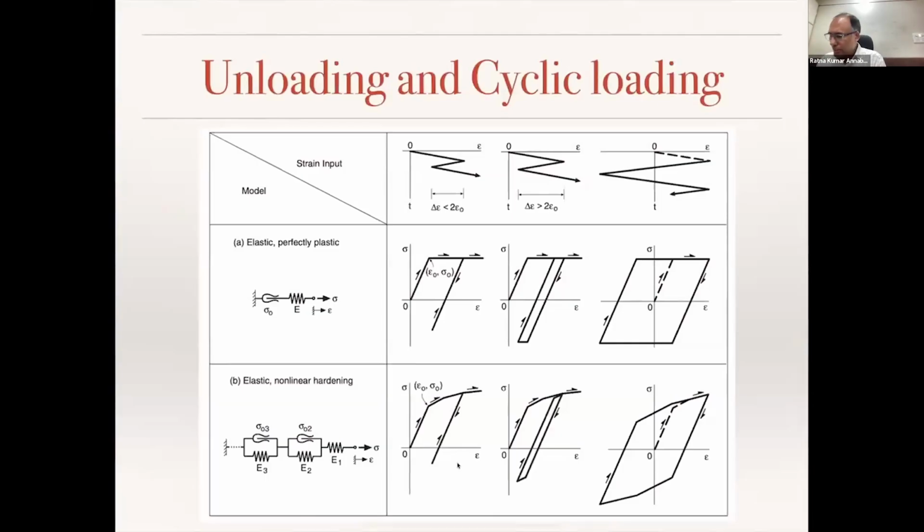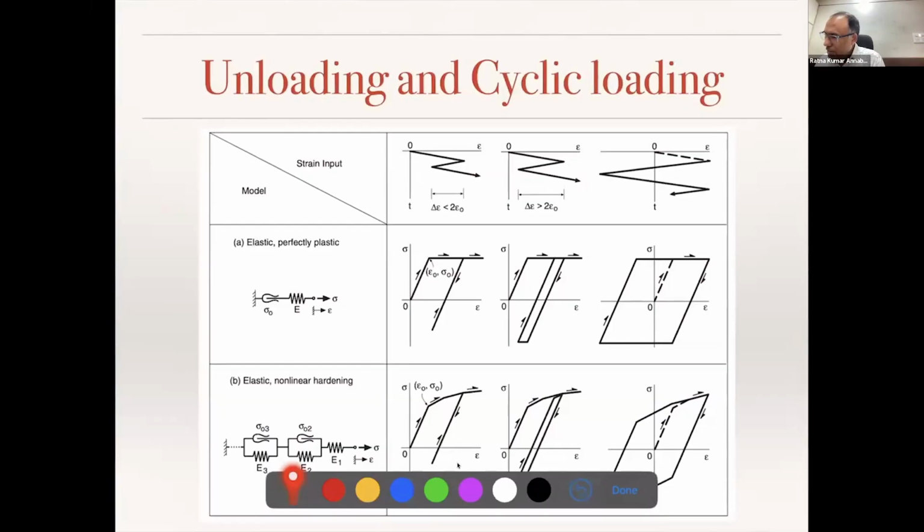So now I am going to talk about the unloading and cyclic loading. If you look at this particular figure, we are doing strain control loading. It is an elastic perfectly plastic material and an elastic nonlinear hardening material, which is piecewise linear. This is what we call piecewise linear, but it's a nonlinear response. Now on the top, you are showing the strain input.